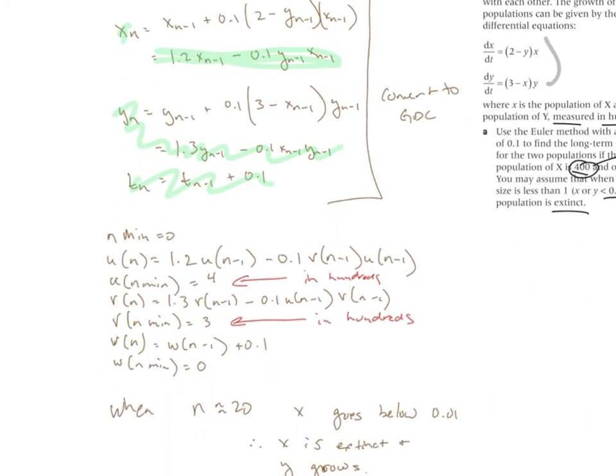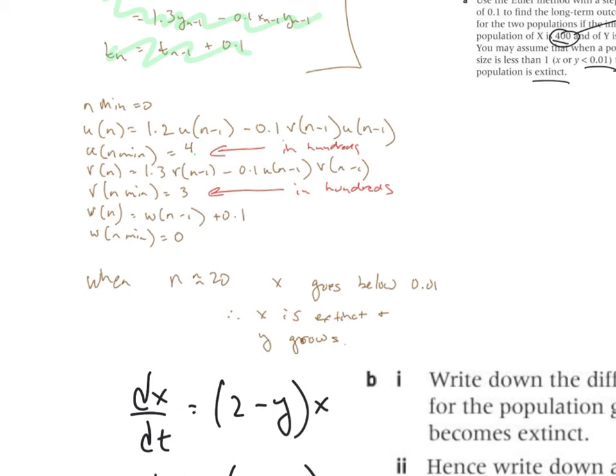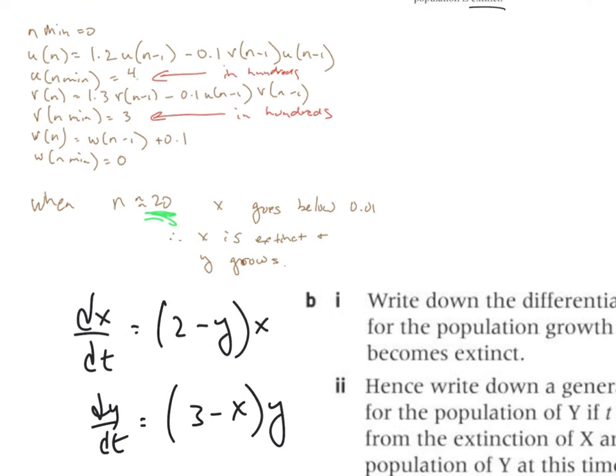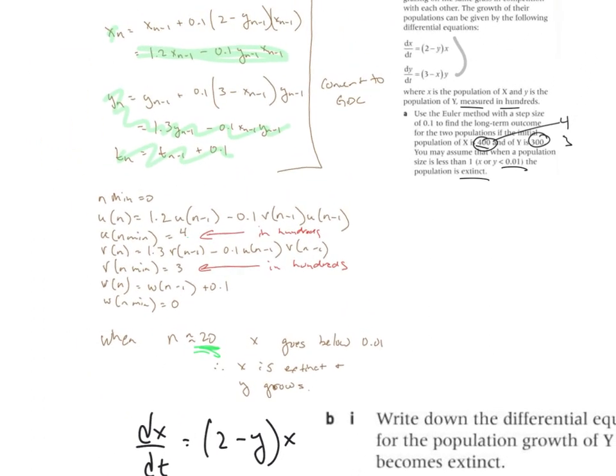And this is how I'll put it in my calculator: n min at 0. That's our starting n value. 4 for my n min, 3 for my v min, and my w min is 0. And I type it in as this. When I was looking at the answer sheet, they were talking about doing it in a spreadsheet, especially because I have to go up to n is 20, and that's when x goes below 0.01, so x gets extinct when n equals 20. And so now when I go to B part, I hope that helps with your calculator issues.